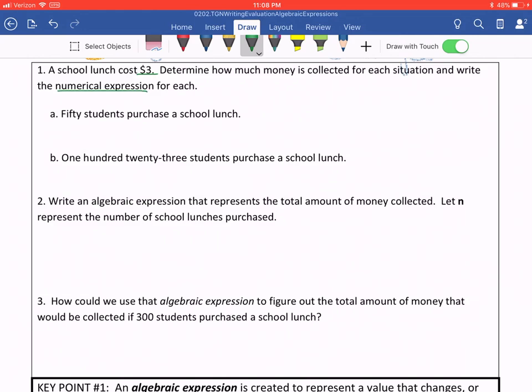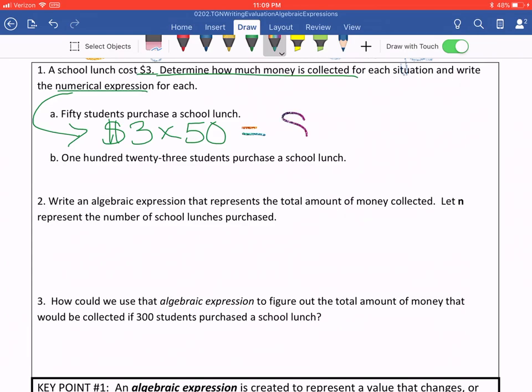So if a school lunch costs $3, and 50 students are going to purchase a school lunch, I know that I need to take that $3 and multiply it by those 50 students that are going to purchase lunch. That is my numerical expression that it asked me to write. Now I need to make sure that I determine how much money is collected. So let's look at that next part. If I multiply 3 times 50, my answer should be $150.